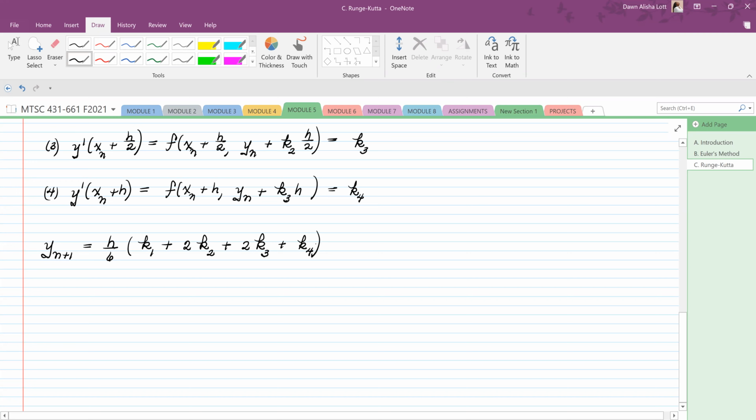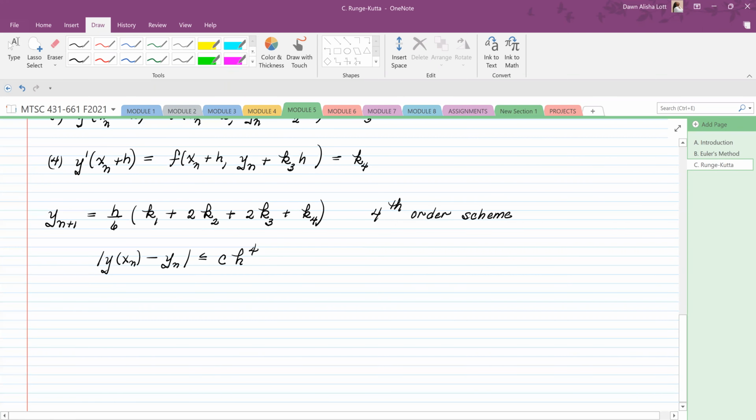And this is a fourth order scheme that we use to solve dy dx is equal to f of x, y. And so that is the absolute value of y of xn minus the true value yn is something less than or equal to a constant. And then we have h to the fourth power. Okay, so this is how it works.